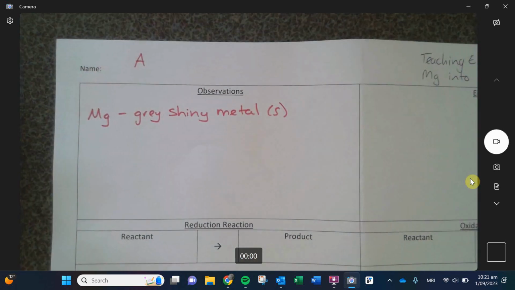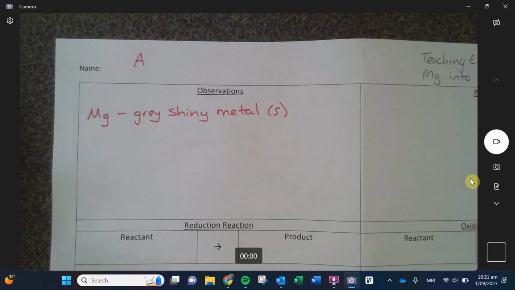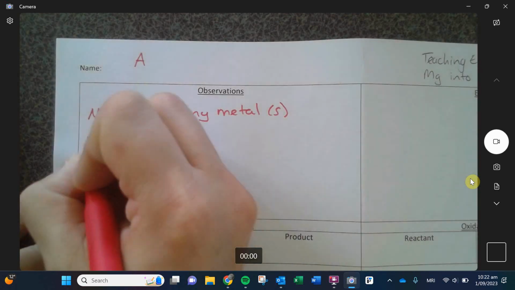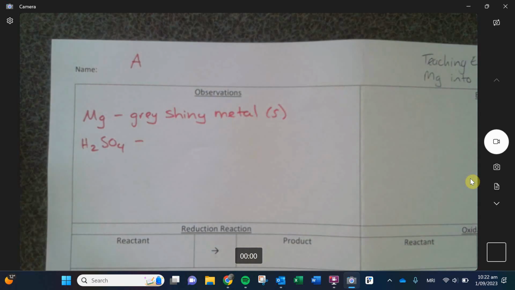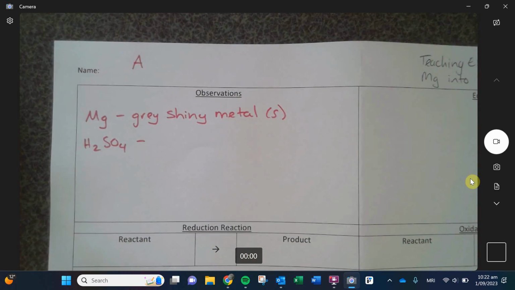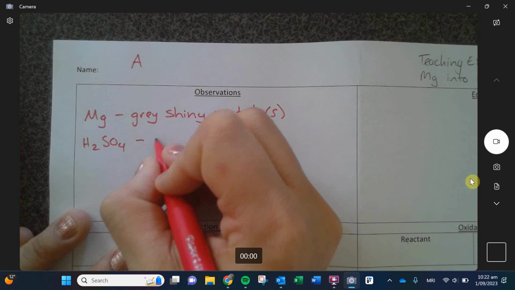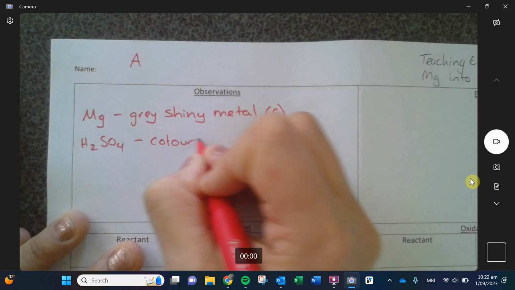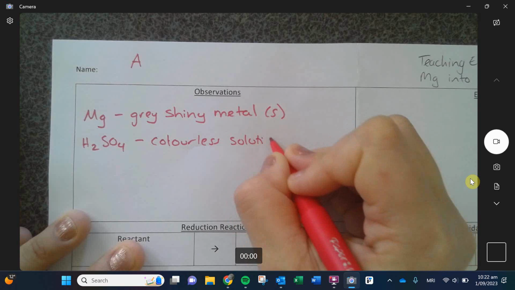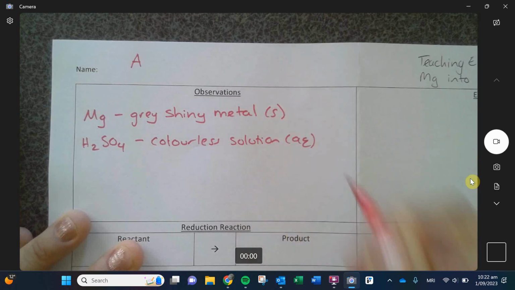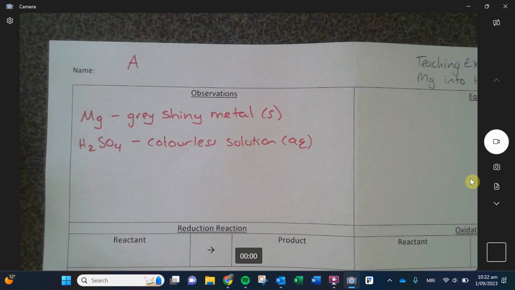The other thing that I'm going to write down in my observations is the sulfuric acid. So that was H2SO4. And I noticed that when I was looking at it, that was colorless. And it was a solution. So aqueous is what that was. Are you okay with that so far?